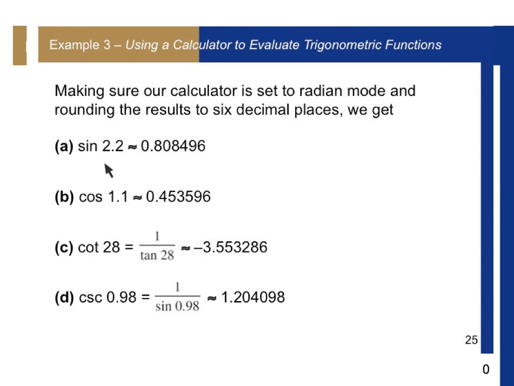Okay, and here are some examples of using a calculator. Make sure we're in radian mode because we're not using degrees here yet. Sine of 2.2 is approximately 0.808496. Cosine of 1.1, again radians, is about 0.453596. Cotangent of 28 would be 1 over tangent of 28, so we take tangent of 28 and take the reciprocal in our calculator, which is about minus 3.553286. Cosecant is 1 over sine, so 1 over sine of 0.98 radians would be 1.204098. Again, these look like degrees, but we're not using degrees yet. We're still using radians.